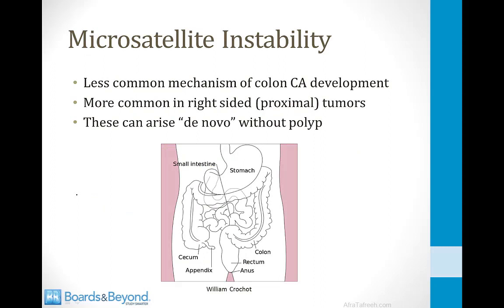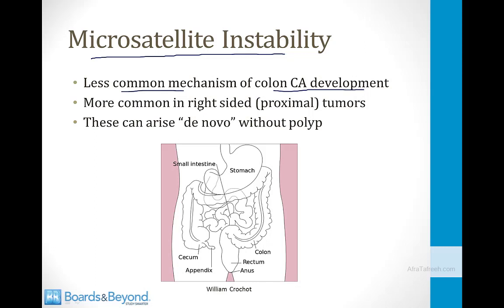So as I told you before, there are two genetic pathways you should know that can lead to the development of colon cancer. We just talked about the adenoma carcinoma sequence, or the chromosomal instability pathway. Now I'm going to talk about the other pathway that leads to colon cancer. That's called the microsatellite instability pathway. This is a less common mechanism of colon cancer development. It is not as common as the adenoma carcinoma sequence.